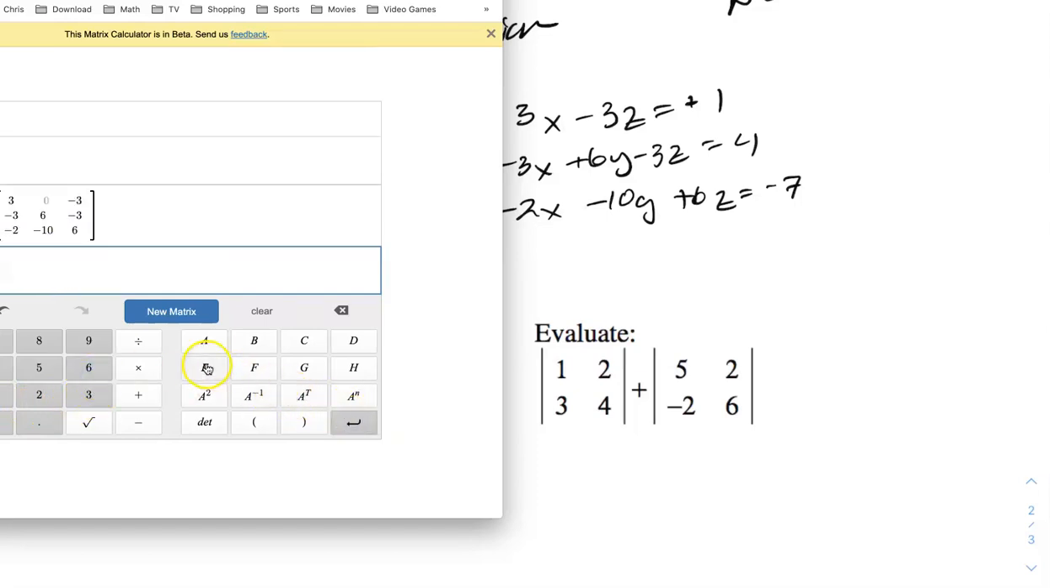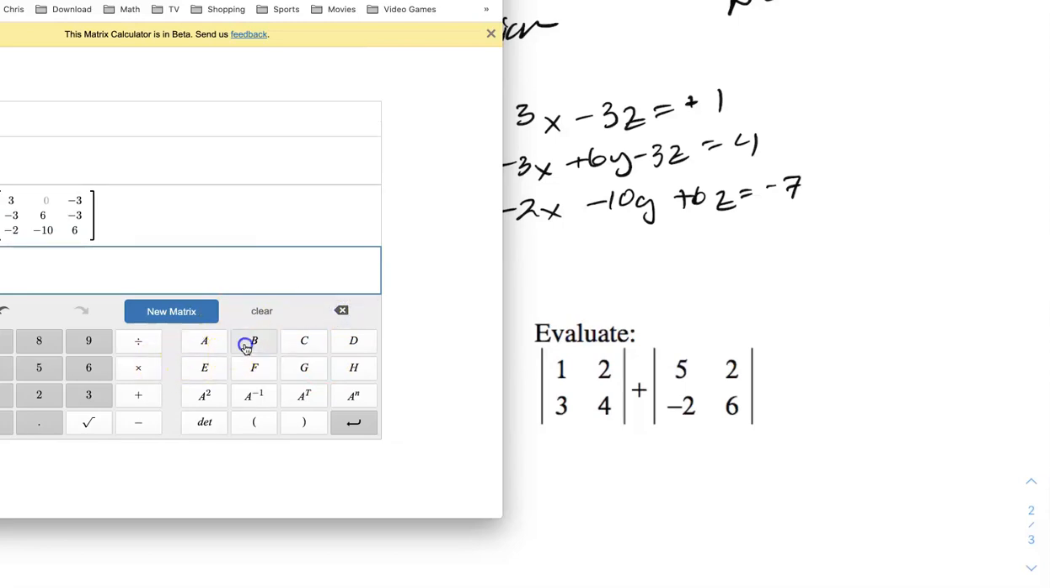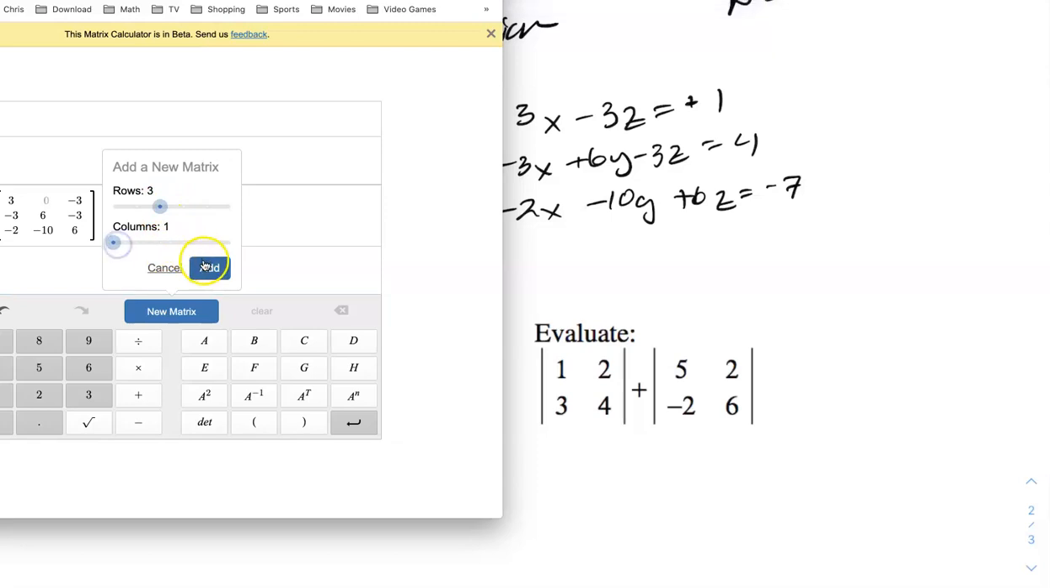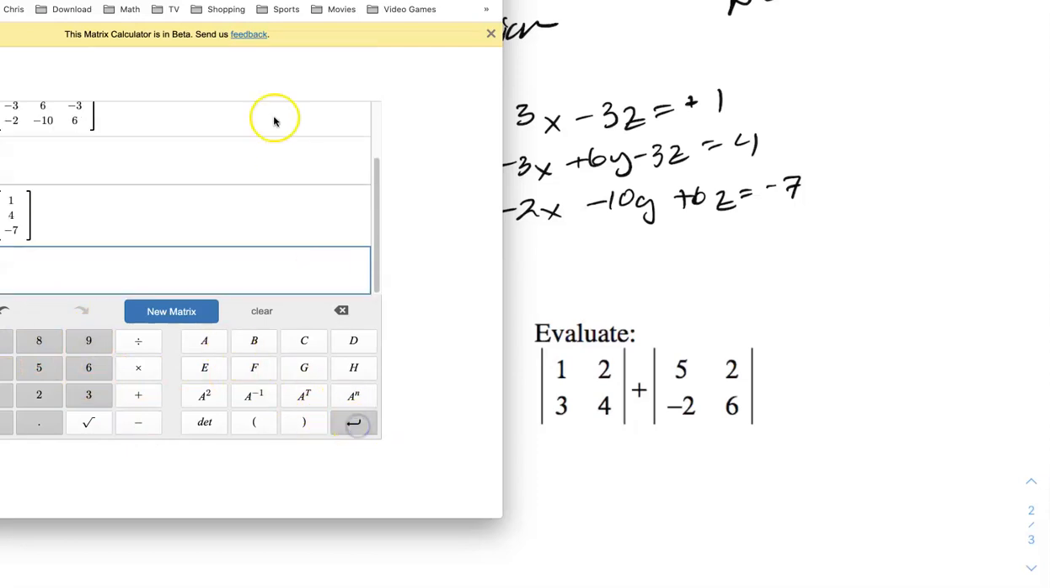Before I do anything, let's check if it actually has an inverse. Yes, it does, so you can actually do this problem. Nice. I don't want to hit clear, because it clears the A also. So let's put matrix B in. New matrix. This is going to be 3 rows, 1 column. And then we're going to type in 1, 4, and -7. There we go. So you have a matrix in there.